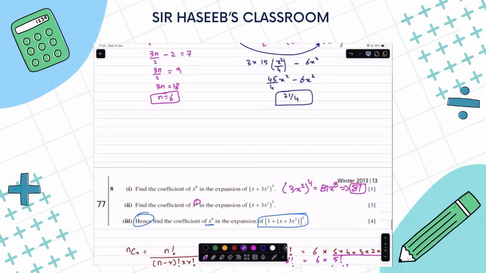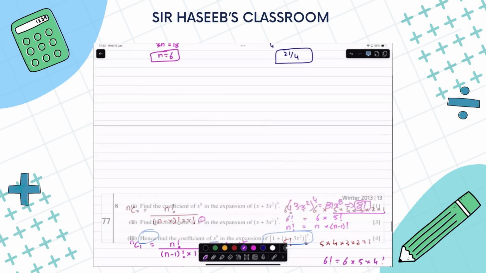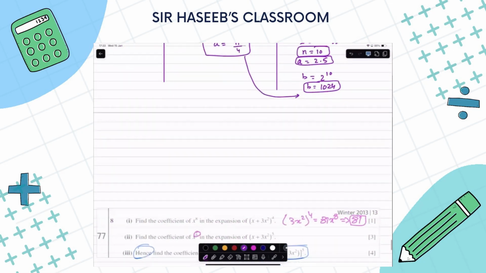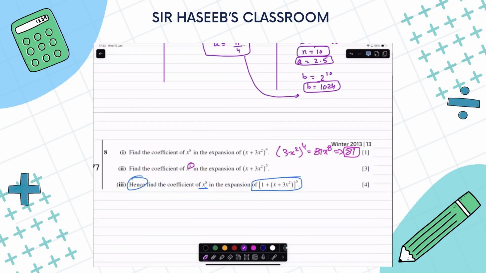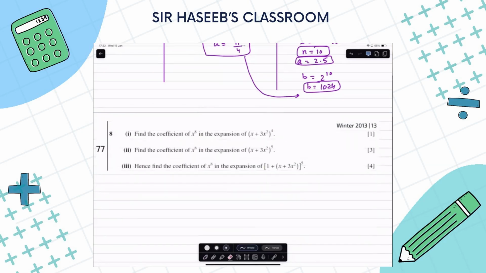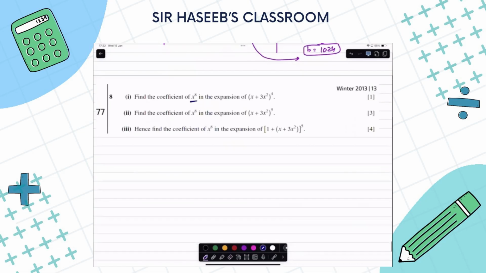Okay. There is one more question which I wanted to do to wind up this binomial topic, which is a very good question. Basically, find the coefficient of x to the power 8 in the expansion of this. So now, what would you do? How would you get x to the power 8? It's a one marker.